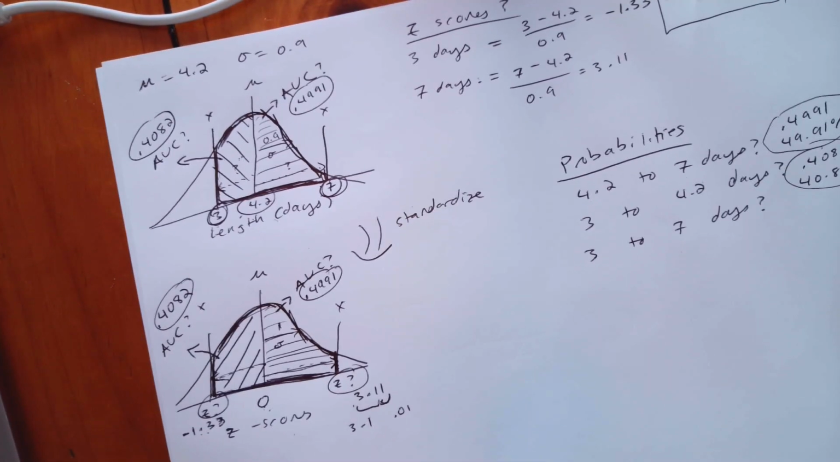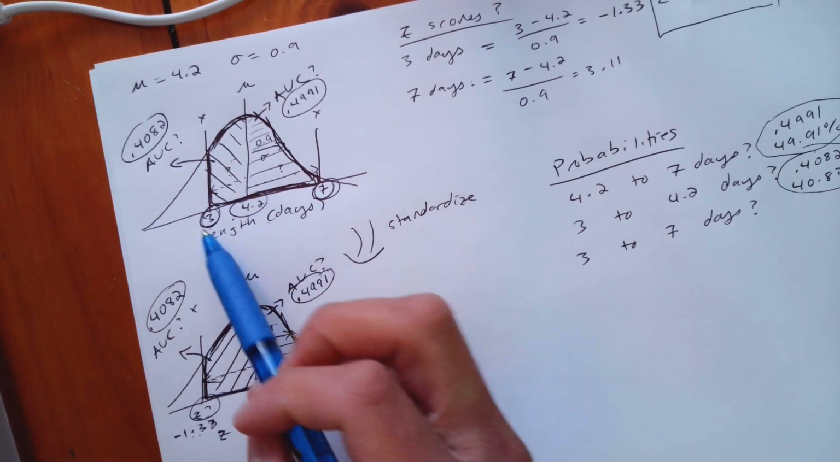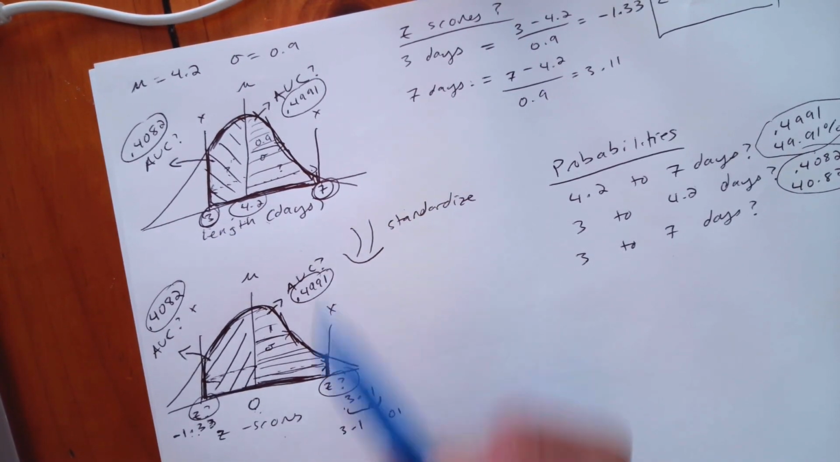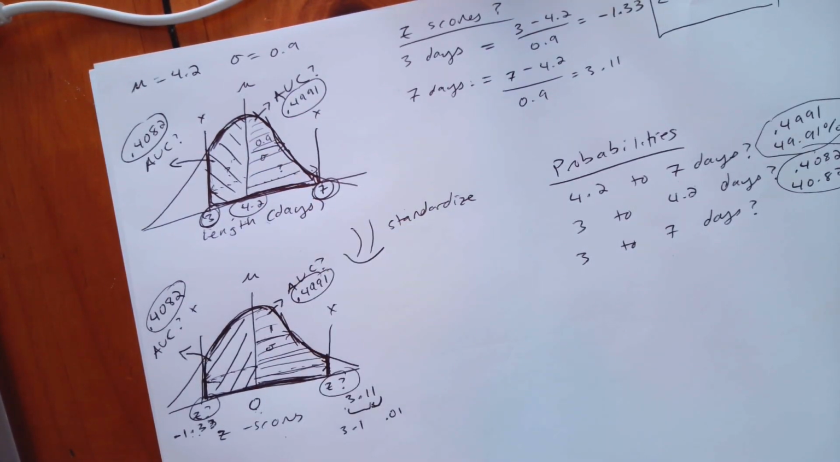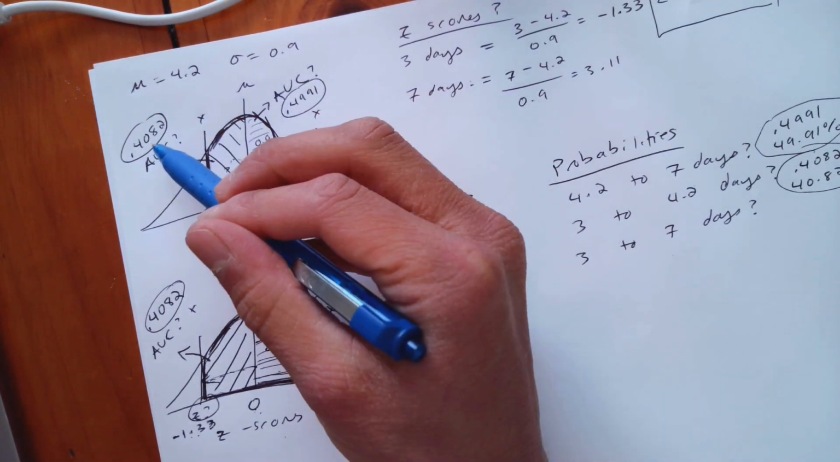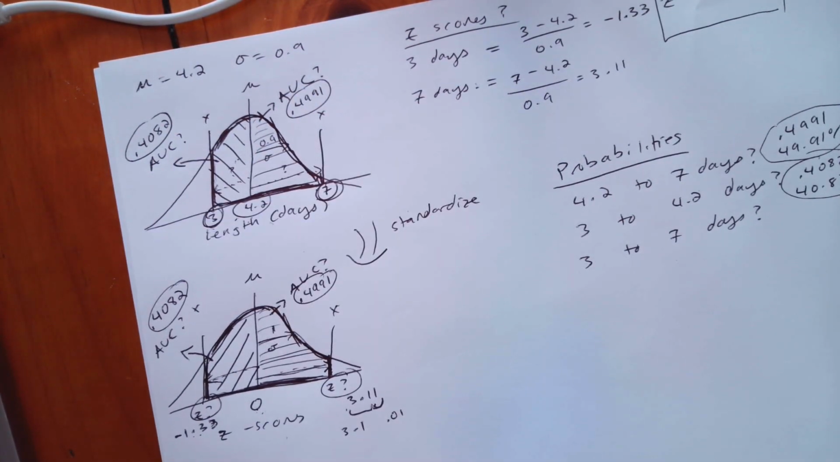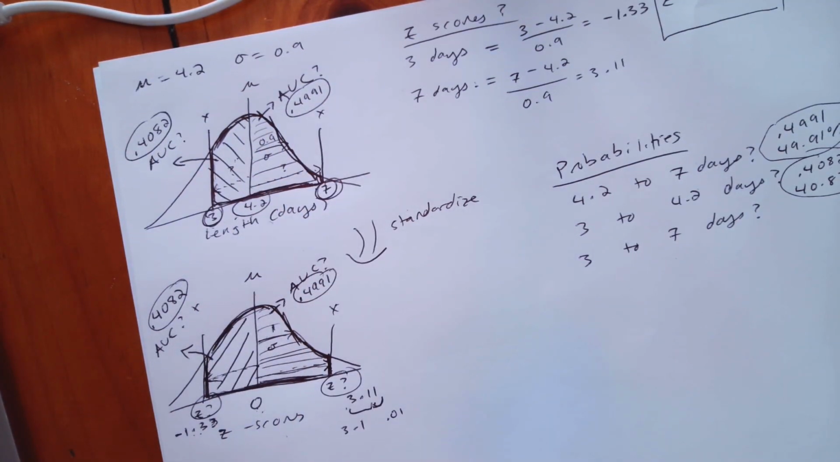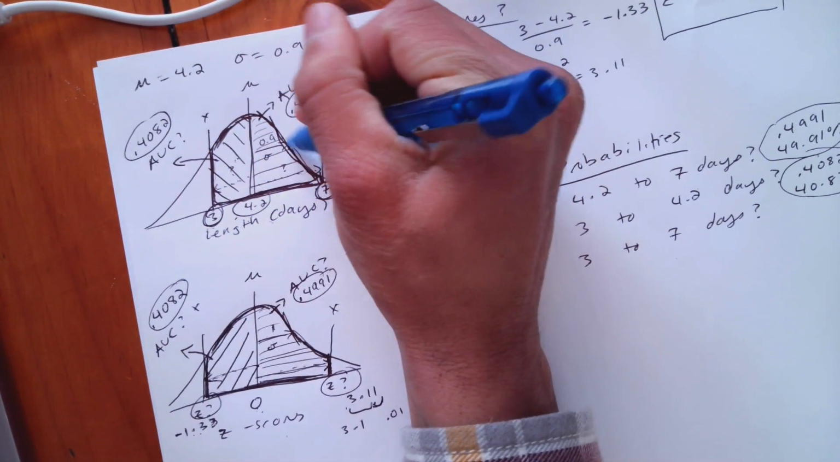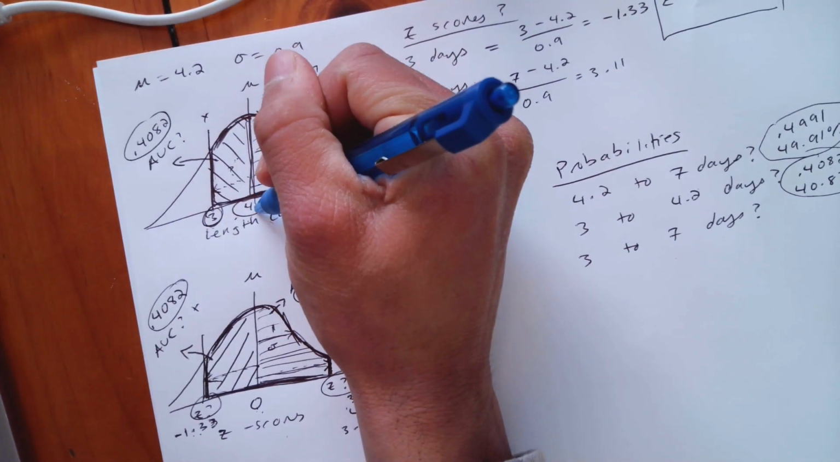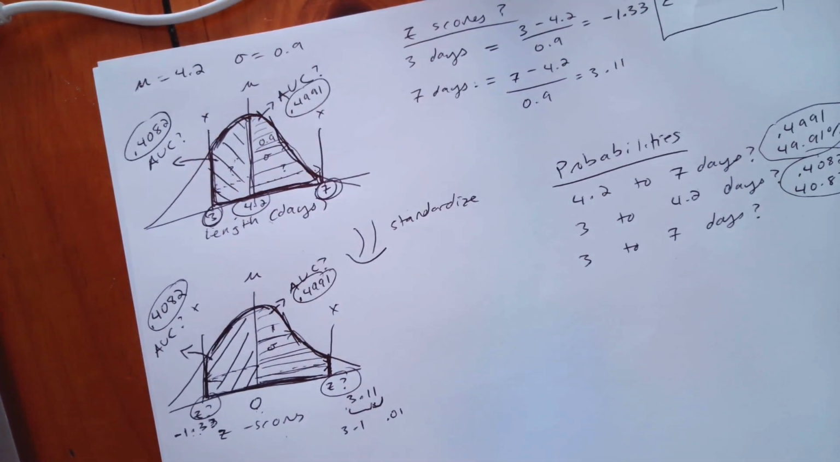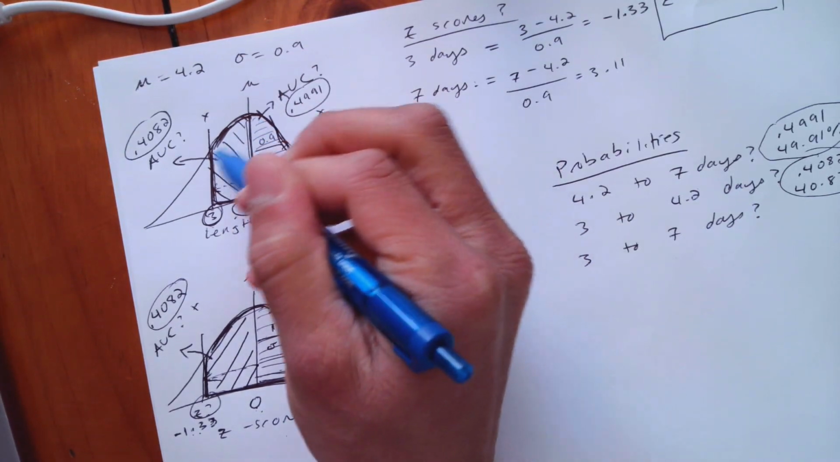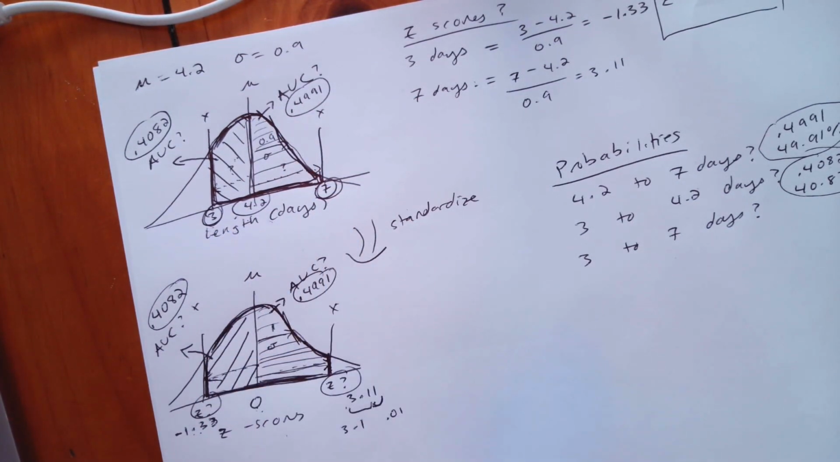Why? Well, we're interested in finding the total area under the curve between 3 days and 7 days. We already know this area with the horizontal lines, and we already know this area with the diagonal lines. This one's 0.4991, and this one's 0.4082. So if we want to know the total area under the curve, including both of these, all we have to do is add these two numbers together. Because if we add up this shape here and this shape here, we're going to get the area of this total area shape that is the area under the curve between 3 and 7.